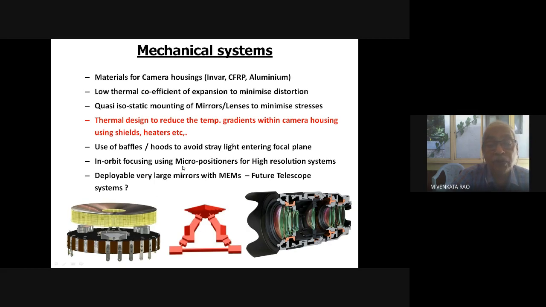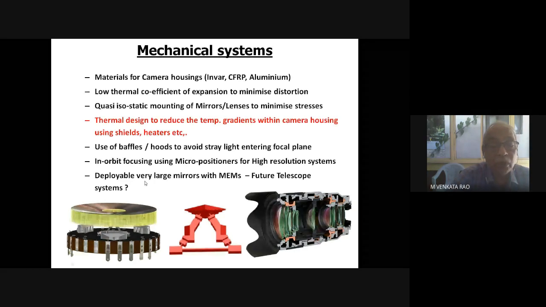Then in-orbit focusing using micro-positioners for high-resolution systems. Okay, this is already attempted in one of the ISRO satellites. You have the mirrors. See, for example, one mirror you put behind a little bit of motion. Some technique using micro-positioners for in-orbit. Suppose because of launch vibration or something, there is some slight change, you again do refocusing. Onboard in-orbit focusing will be done.